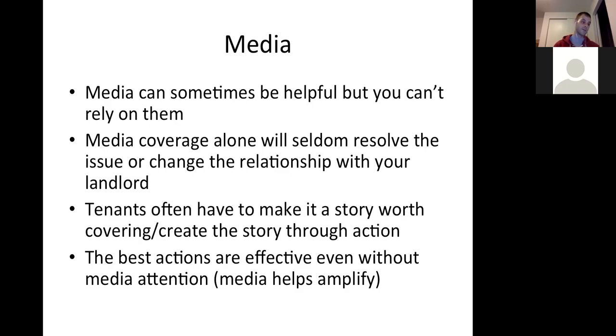At the same time, when tenants do organize, you could do actions that are effective even without media attention. And often tenants find that it's only when they take collective action, when they do something, that the media pays attention. So media could be useful, but I wouldn't structure your organizing around it or structure your campaign around it or rely on it too much.